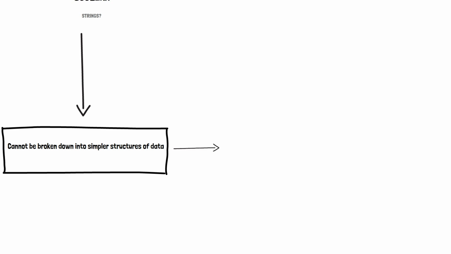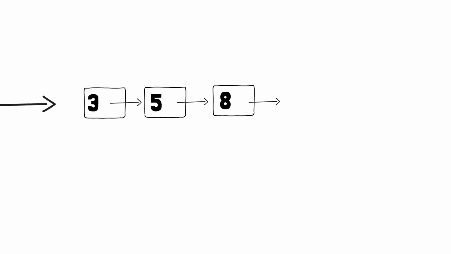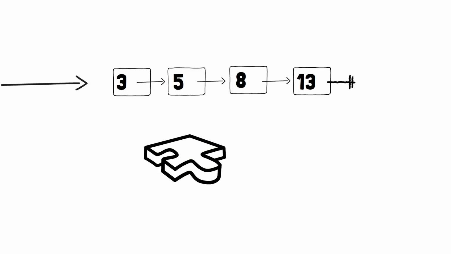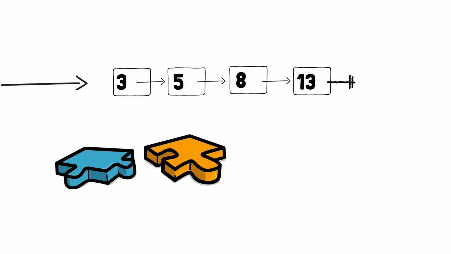For example, let's take a look at a linked list here that holds integers. The linked list itself is not a primitive type because it can be broken down into the individual integers it contains. However, once it's been taken apart into its constituent integers, it cannot be simplified any further as integers are one of our primitive types.